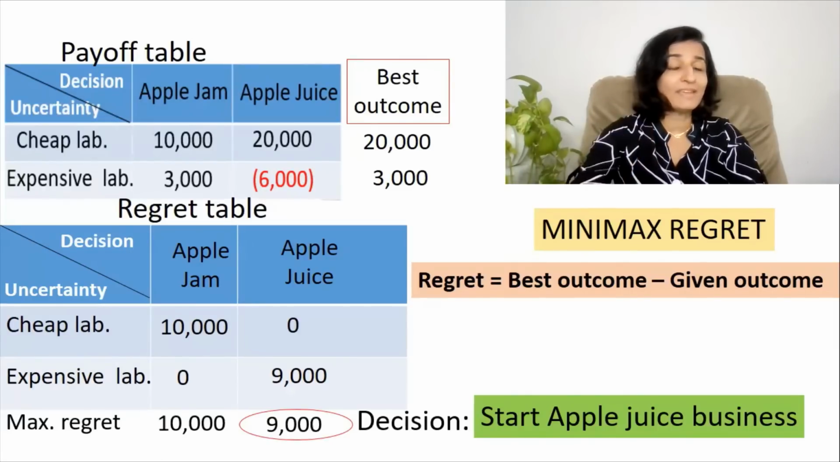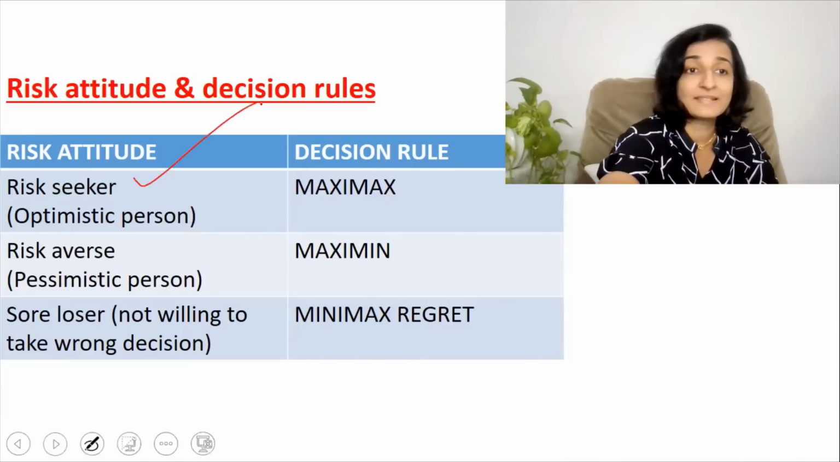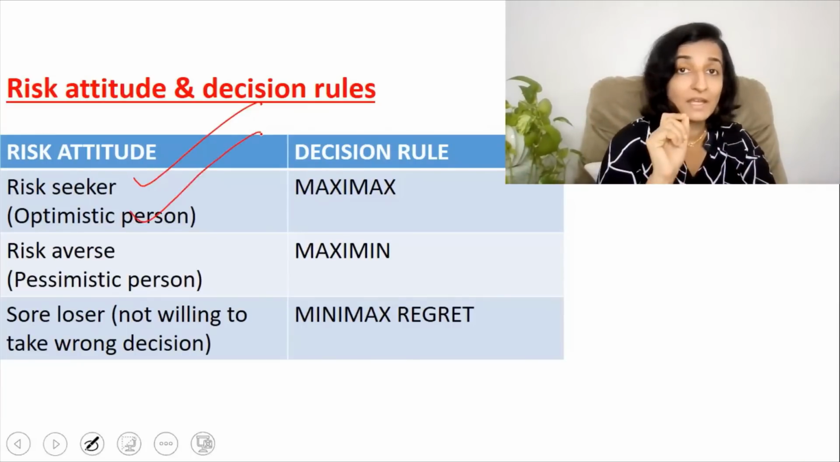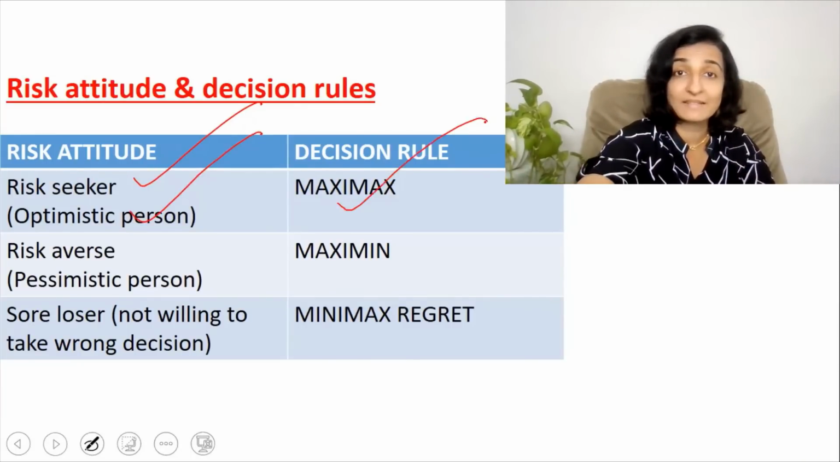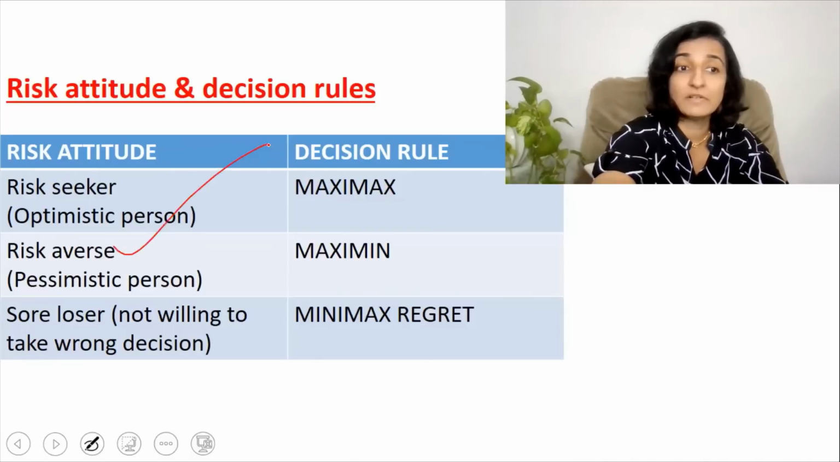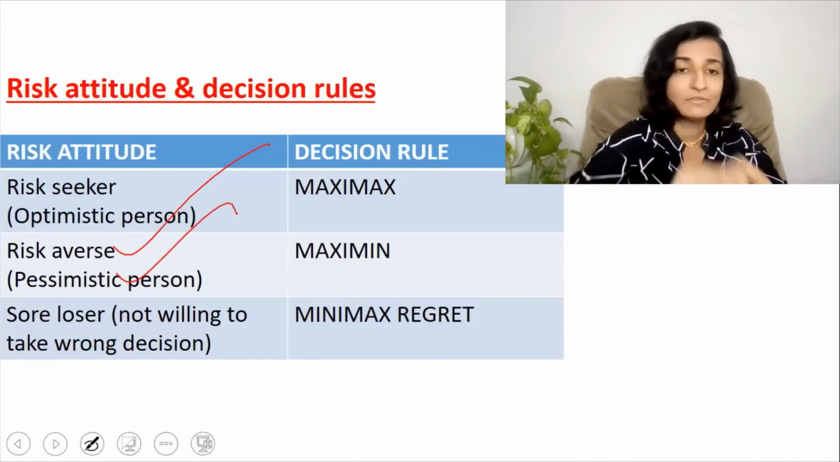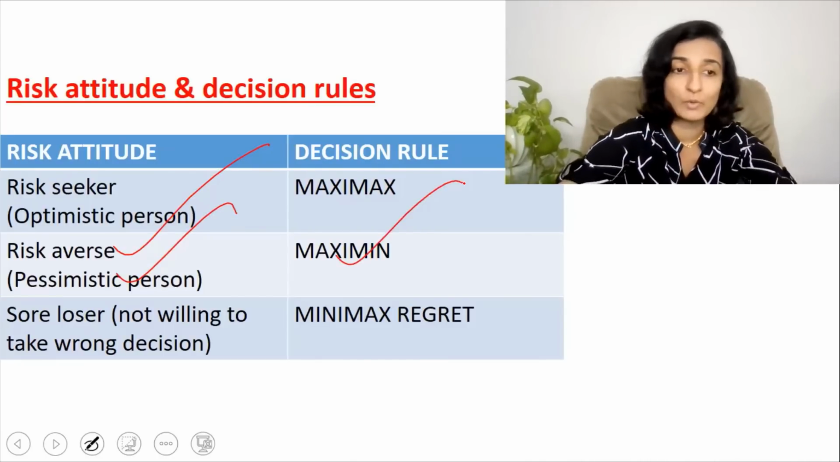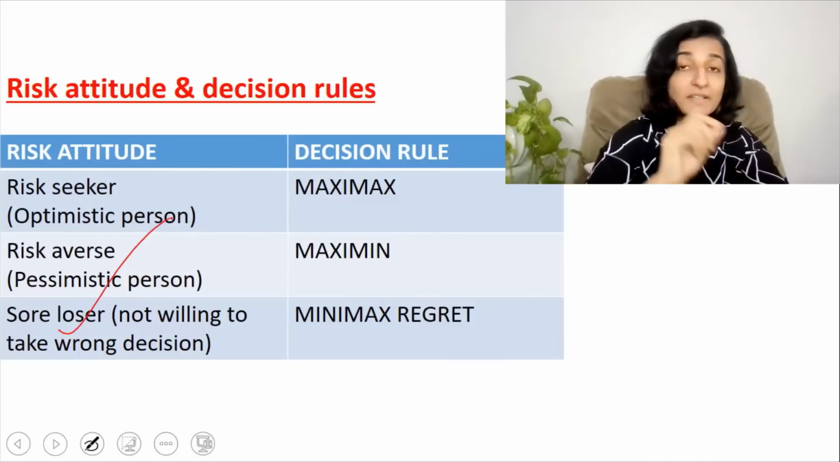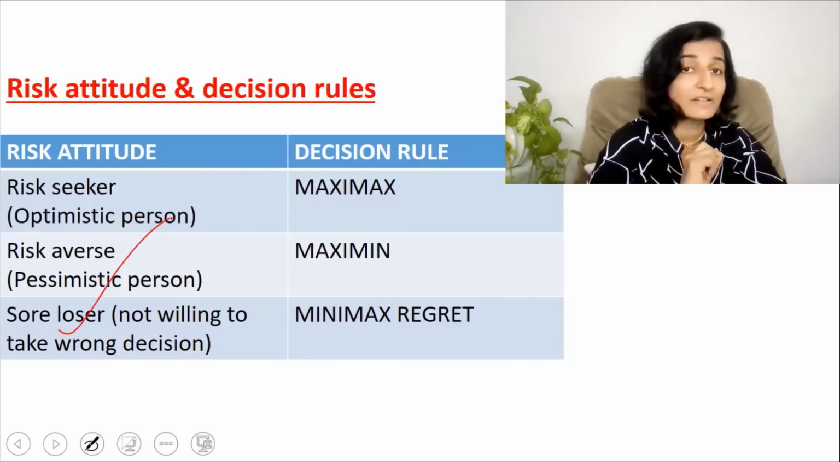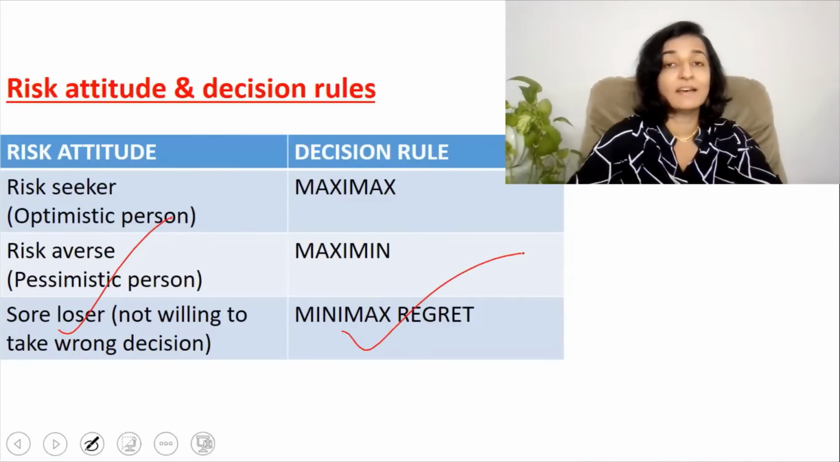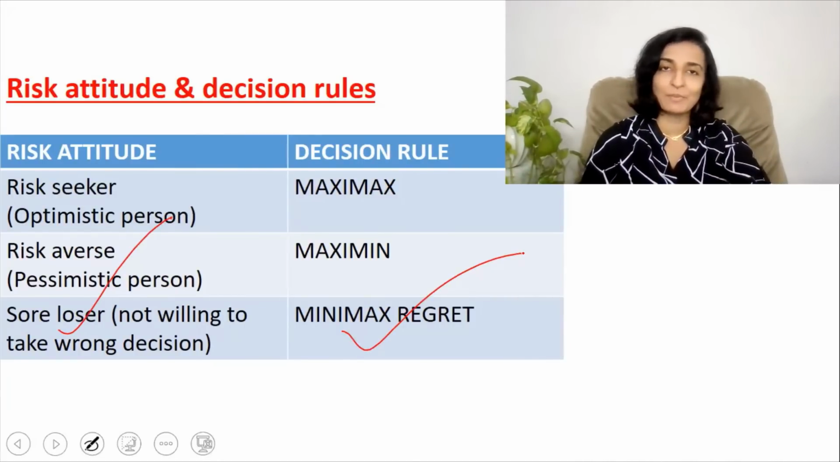So we will have a quick recap. If the person is a risk seeker or an optimistic person, he will choose the Maximax approach. If he's a risk averse or pessimistic person, he will choose the Maximin approach. And if he's a sore loser, that is not willing to take the wrong decision, he will choose the Minimax regret approach. With this, we come to an end of today's session.